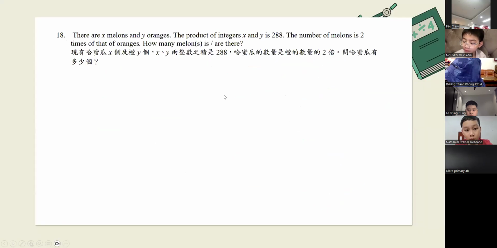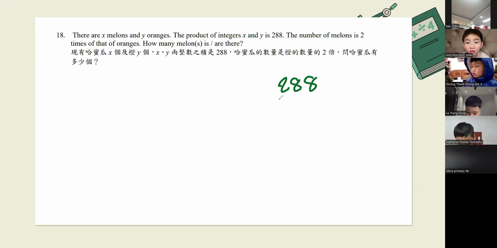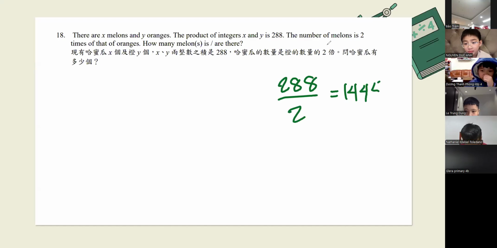Let's have number 18. There are X melons and Y oranges. The product of integers X and Y is 288. The number of melons is 2 times that of oranges. How many melons are there? That's the question. For questions like this, we just have to divide 288 by 2. 288 divided by 2, you'll get 144.